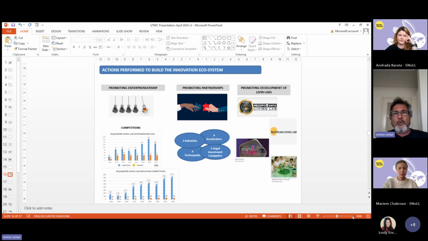As we are promoting partnerships and entrepreneurship, we are doing some competitions on a yearly basis, and these competitions are to promote innovation and motivation to students, to schools, and also to entrepreneurs in the country. And we are also leading the development of other Living Labs in Turkey. So far we have initiated and mentored 3 Living Labs in Turkey.